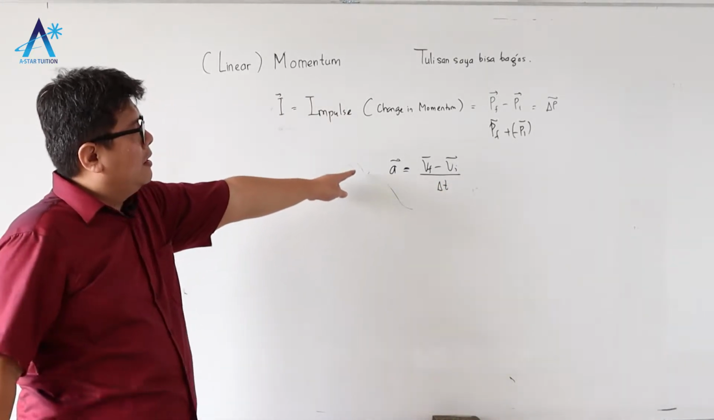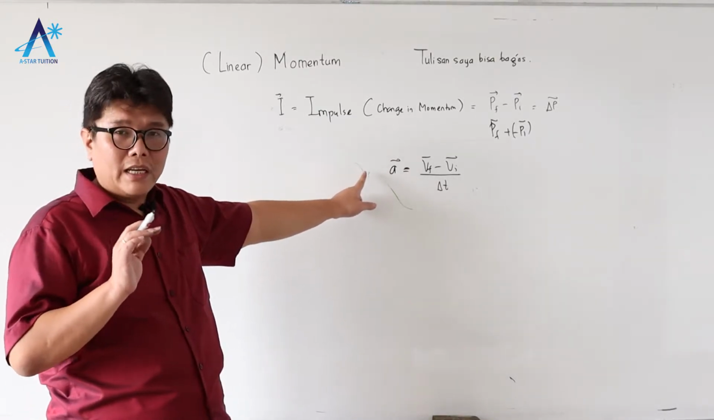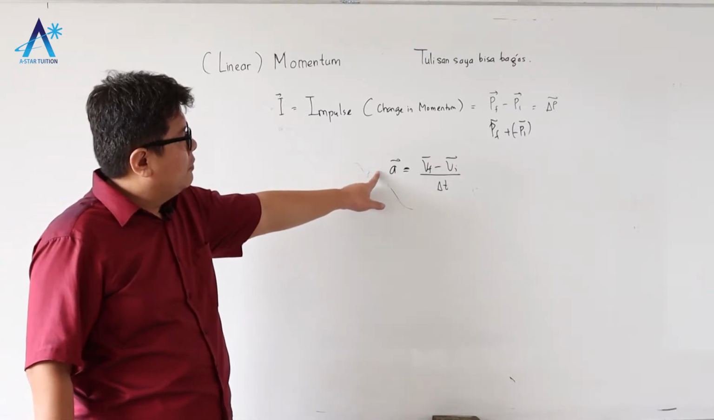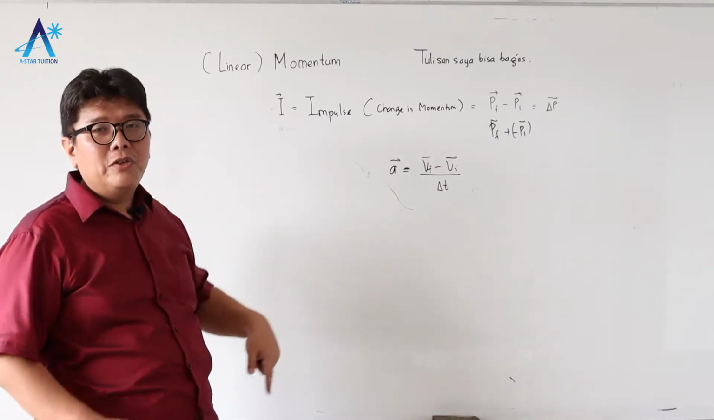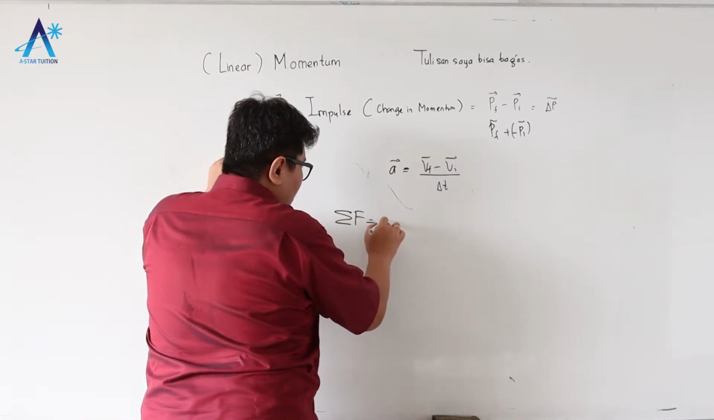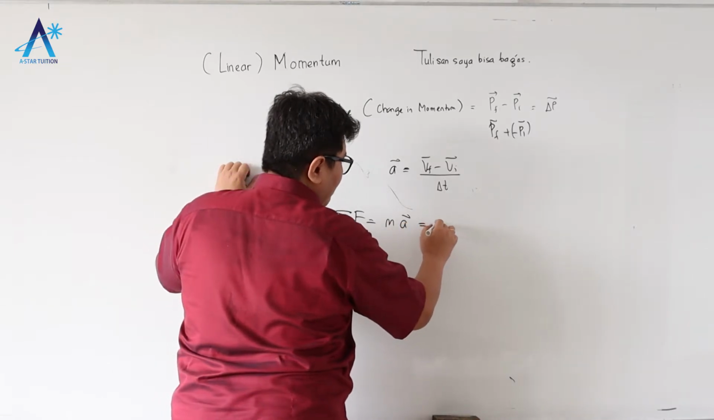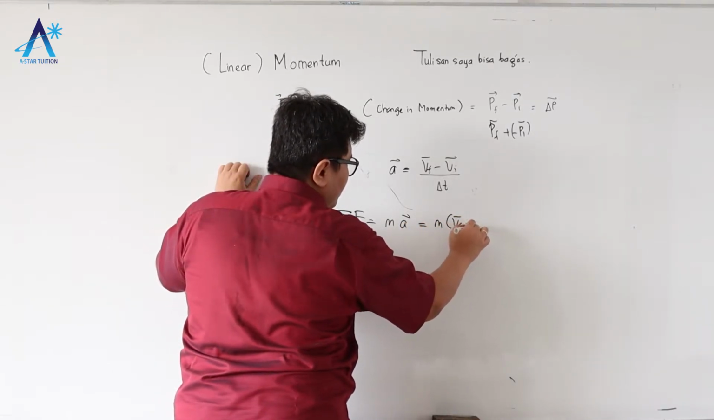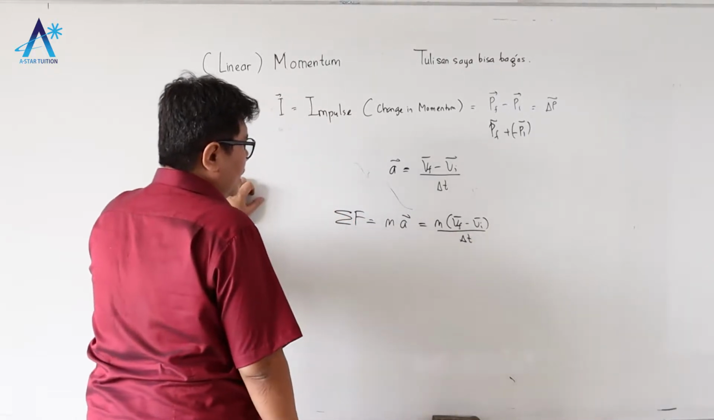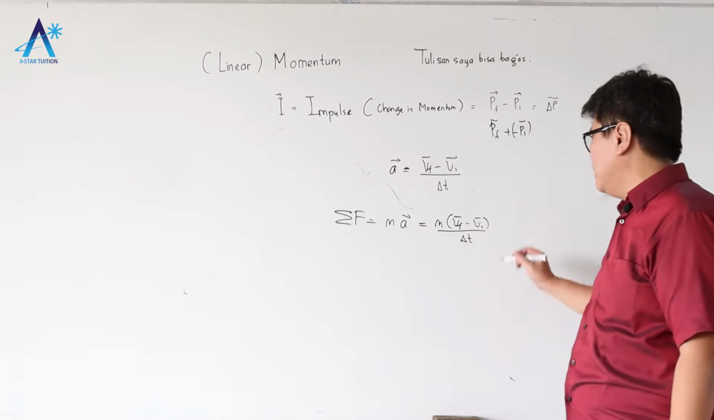Now remember, we also mentioned that according to Newton's second law, acceleration, if I multiply by mass, gives you resultant force. So resultant force equals mass times acceleration. So if I multiply mass here, m times v final minus v initial over delta t. So you can see that resultant force actually causes the change in momentum.